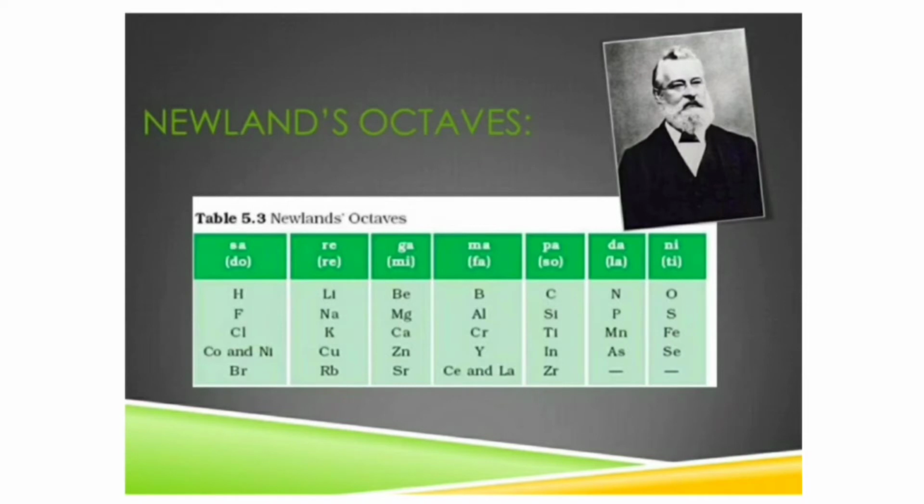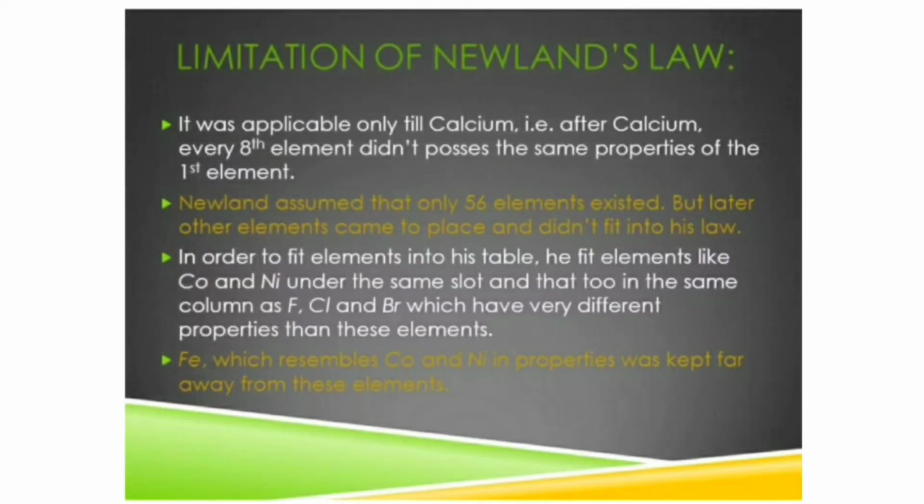Newlands' octaves. Limitations of Newlands' law. It was applicable only till calcium; that is, after calcium, every 8th element didn't possess the same properties as the first element. Newlands assumed that only 56 elements existed, but later other elements came into place and didn't fit into this law.